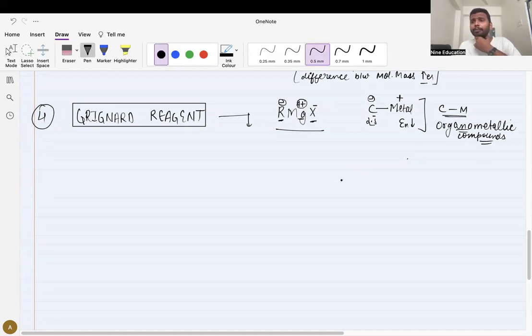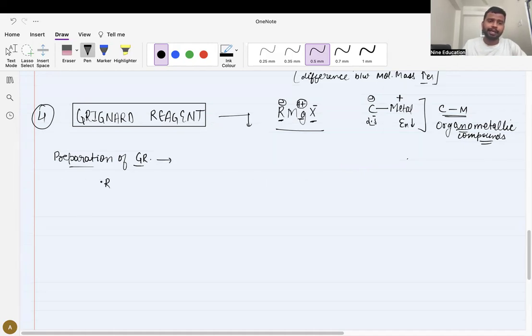जिसके अंदर कार्बन और मेटल का बॉन्ड होता है, उन कंपाउंड को हम कहते हैं ऑर्गेनोमेटालिक कंपाउंड्स. सी, फर्स्ट वन, how to prepare, preparation of Grignard reagent, GR I am writing in short.